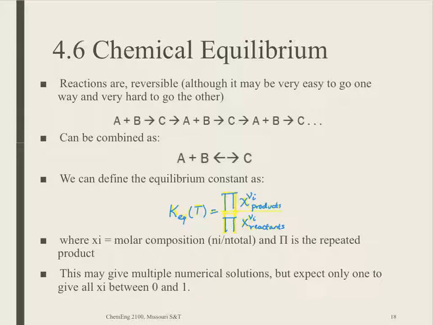Reactions are always reversible. It may not seem that way because sometimes it's very easy to go one direction and very difficult to go the other. But in reality, a reaction has the option, let's say we have A plus B going to C. Well, the C could also then break apart and make A plus B, which might form another C, back and forth. And so we combine those as a reversible reaction.